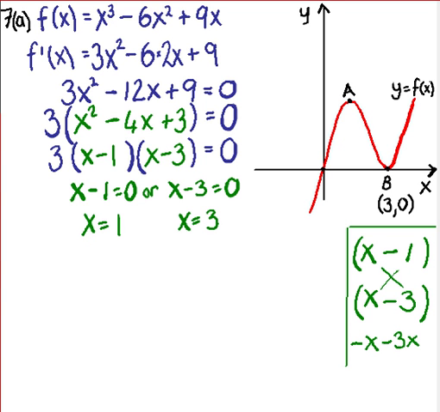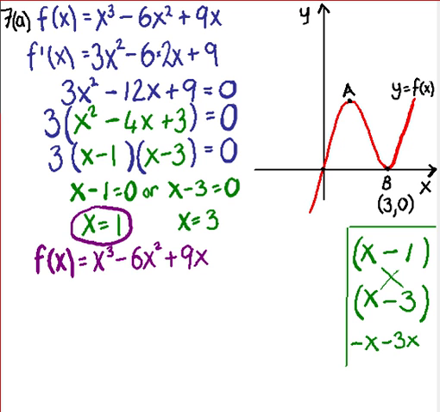Now we have to remember that the question in part A said find the coordinates of the turning point. So it's the coordinates, we have our x value from our coordinate, x equals 1. But now we need a y value also. So in order to get the y value, we must substitute x equals 1 into the original function. So we have f of x equals x cubed minus 6x squared plus 9x. We're interested in the value of this function when x equals 1. So that's f of 1.